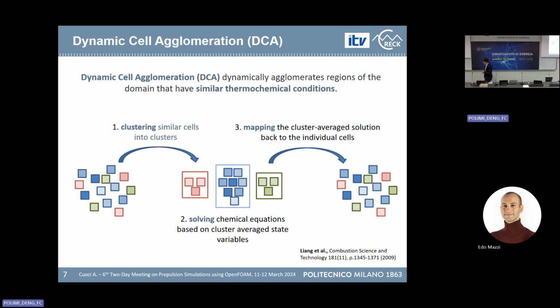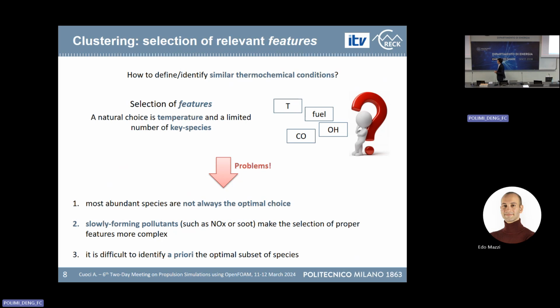You have to account for special techniques in order to account for the initial stratification in composition and temperature that you had here. But I mean, there are different options. This is not anyway the core of what I would like to discuss. The point is that dynamic cell agglomeration requires the identification of a criterion to select cells which are similar, that we can group together in a single cluster.